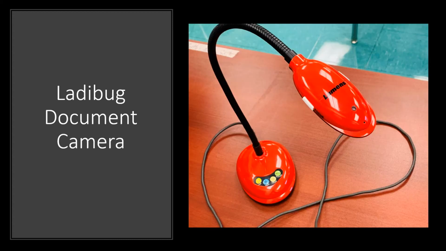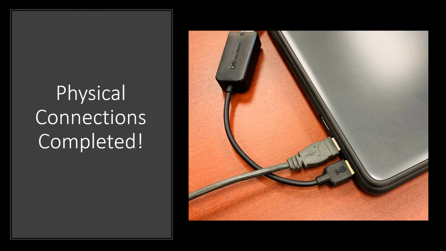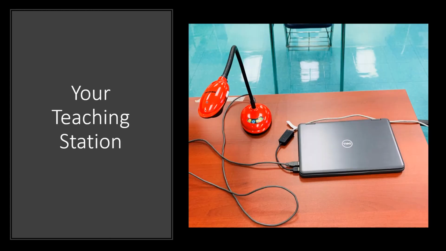Now, in addition, many people are interested in having a Ladybug or a document camera as a resource that they connect as well. That will also be able to connect into your district issued laptop on one of the USB drives. So use your second slot on the left hand side to do so. When you're completed, this is what the physical connection should look like on your left hand side. And all done, this is what your teacher station will appear. You have your district issued laptop, and you will have a document camera that is available when you feel it is useful for you. Now that the physical connections have been completed, it is time to do the wireless connection.